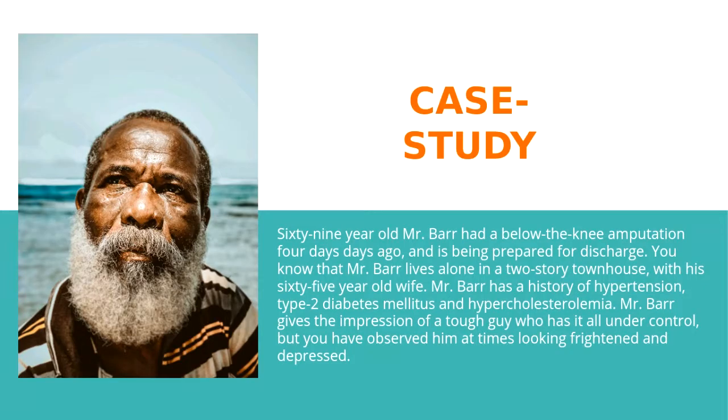So right here is a case study that we're going to be referring to throughout the presentation. I'm just going to read it really quick. It's a 69-year-old male, Mr. Barr. He previously had a below-the-knee amputation 4 days ago and currently is being prepared for discharge. You know that he lives alone in a 2-story townhouse with his 65-year-old wife. He has a history of hypertension, type 2 diabetes, and hypercholesterolemia. He gives the impression of a tough guy who has it all under control, but you have observed him looking frightened and depressed. This case study came from the textbook with several edits.